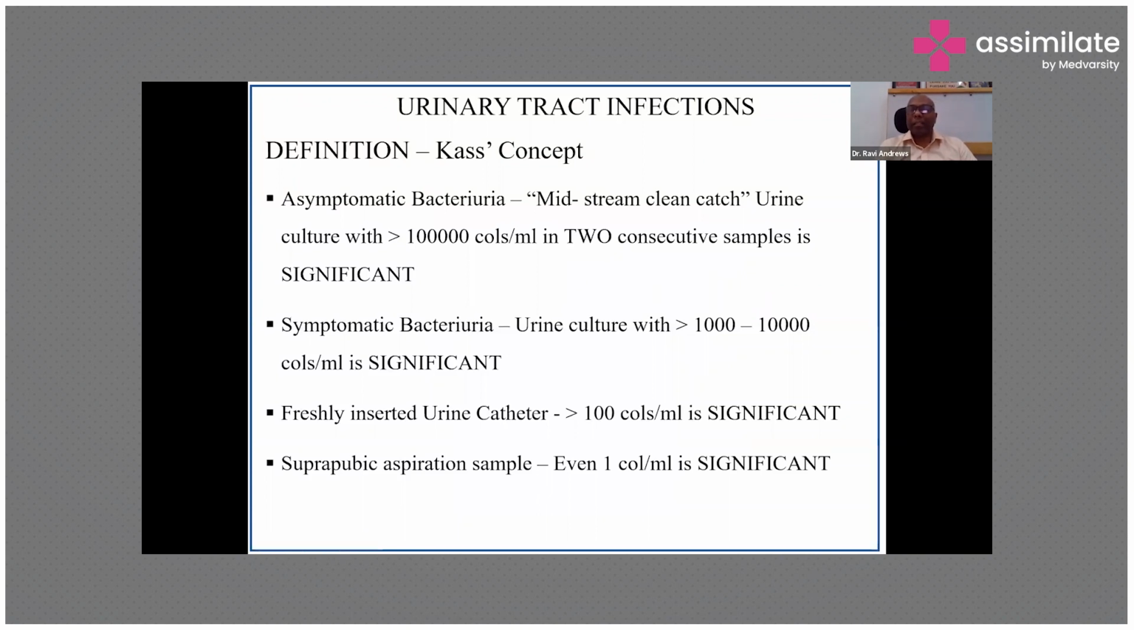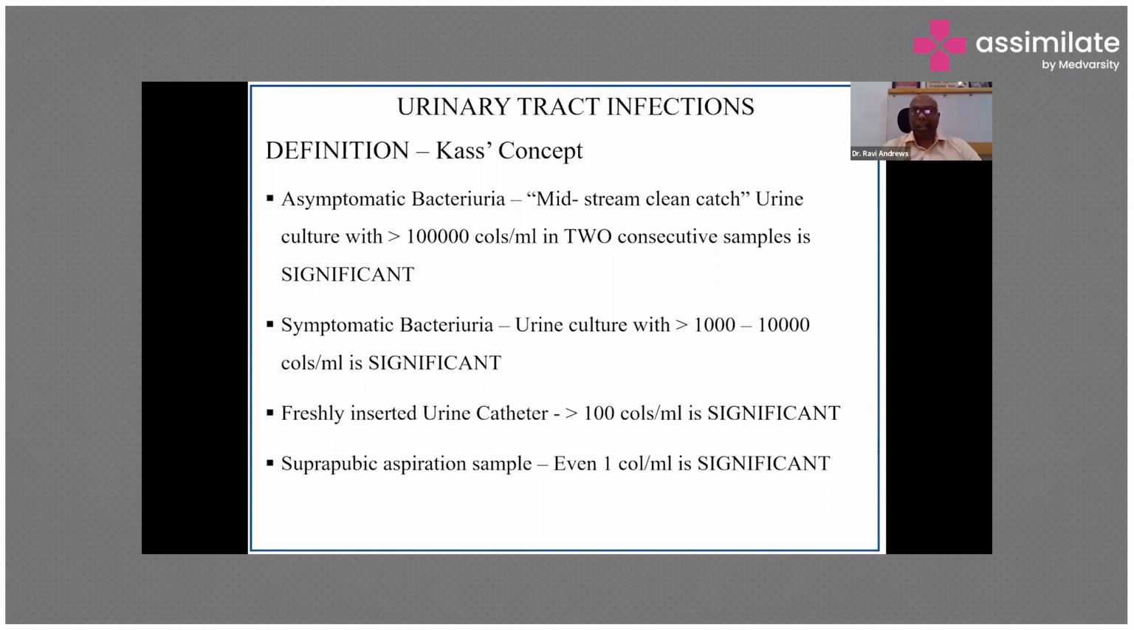Long ago, I think in 1963, Cass put forward his concept of urinary tract infection. And this is the definition of urinary tract infection that we follow even today, 50 years down the line. So basically what Cass said was anybody who has a bacterial colony count of more than 10 raised to 5, that means 1 lakh colonies per ml, if they're asymptomatic, and if the urine is collected by a midstream clean catch procedure, they have 10 raised to 5 in consecutive samples. That is significant, and that is the definition of urinary tract infection.